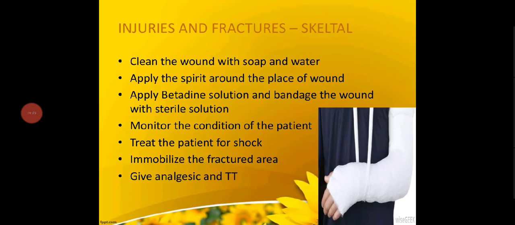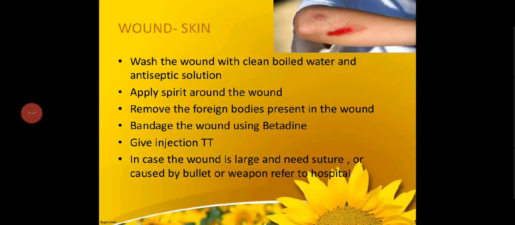And injuries and fractures: clean the wound with soap and water. Apply spirit around the place of the wound. Apply betadine solution and bandage the wound with sterile dressing. Monitor the condition of the patient. Treat the patient for shock. If the patient is having shock, you should go for treatment of shock. Immobilize the fractured area and give analgesic and the TT injection. These are the basic treatments of injuries and fractures.